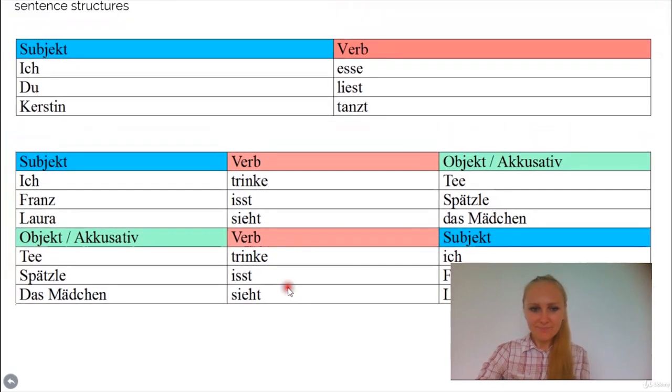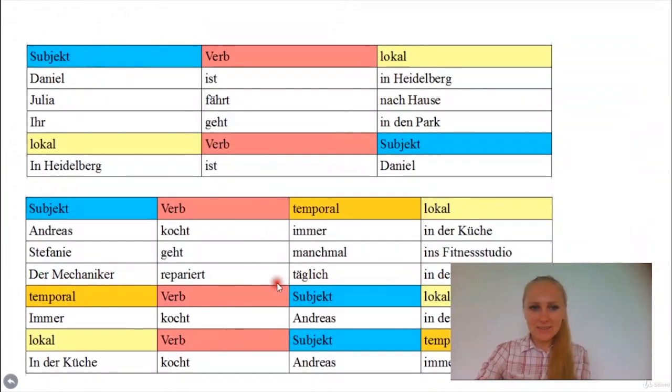Okay. So then the next slide. Here we have a subject, a verb, an indication of place. Daniel ist in Heidelberg. It means Daniel is in Heidelberg. So again, typically we start with the subject and then comes the verb. This is the normal word order in German. Julia fährt nach Hause, Julia drives home, ihr geht in den Park, you're going to the park.